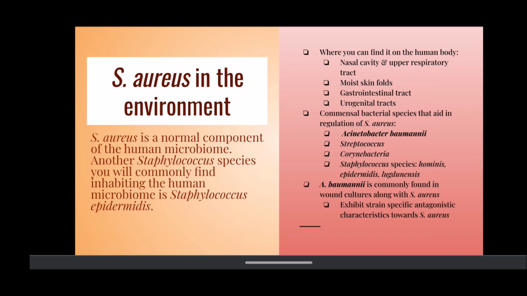Commensal bacterial species aid in the regulation of Staph aureus, Acinetobacter baumannii being one of note, along with species from Streptococcus and Corynebacteria, as well as other Staphylococcus species, which include hominis, epidermidis, and lugdunensis. A. baumannii is commonly found in wound cultures where Staph aureus is also present, and it actually exhibits strain-specific antagonistic characteristics towards Staph aureus, meaning that specific strains of A. baumannii will have very specific effects against specific strains of Staph aureus.